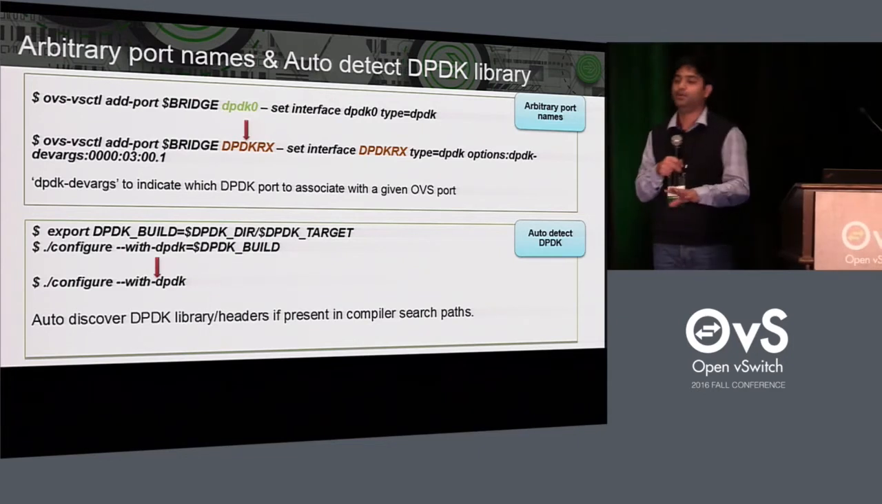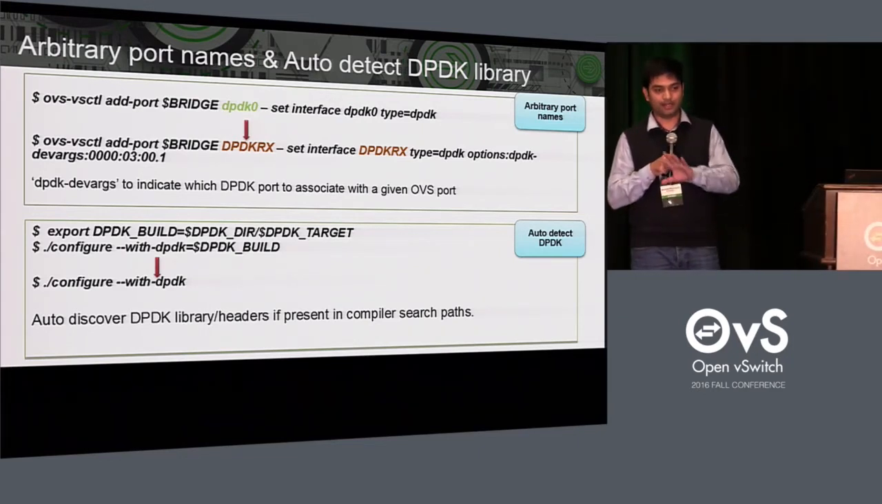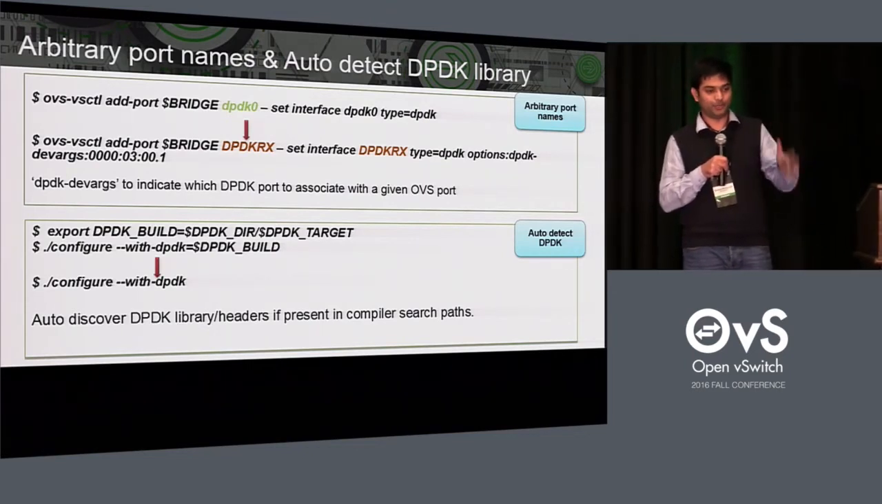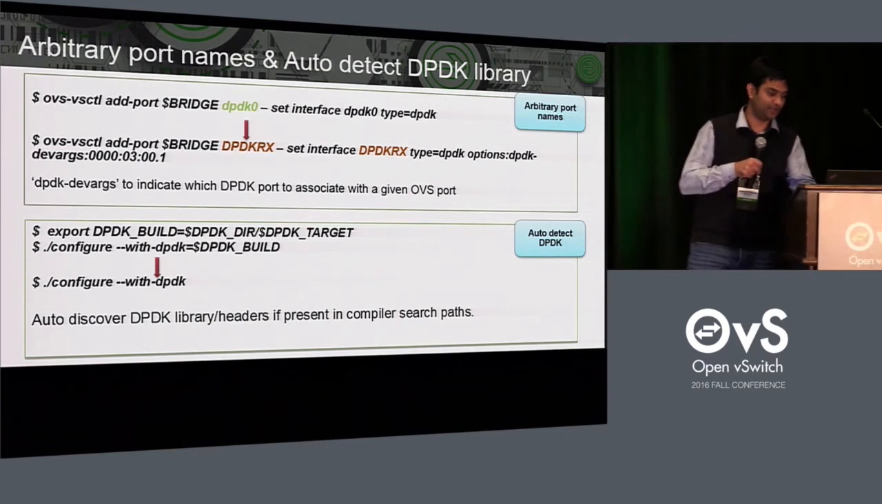So right now, if your DPDK library and the header files are installed in the standard paths like /usr/local or /usr, if your library is in /usr/lib or /usr/local/lib, and your headers are in /usr/include or /usr/local/include, you don't have to pass the big absolute path. You can just do configure with-dpdk, and you can complete the configuration of OvS-DPDK.